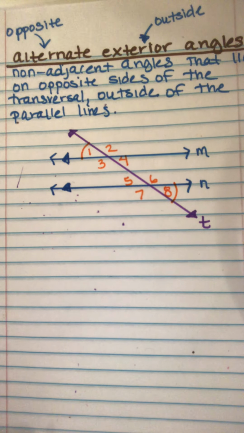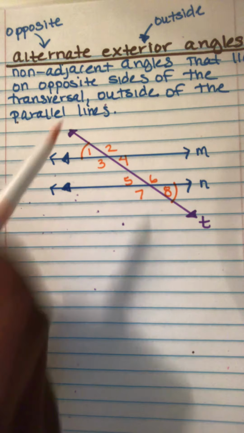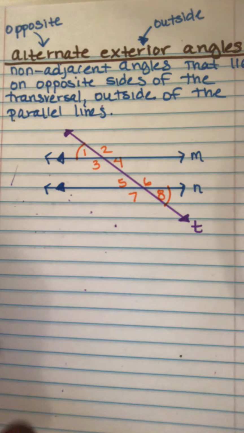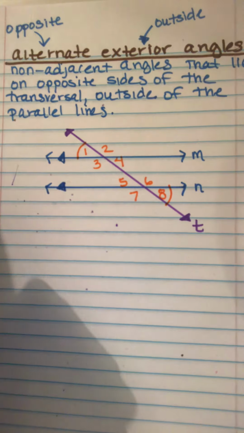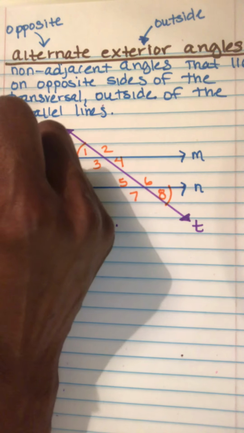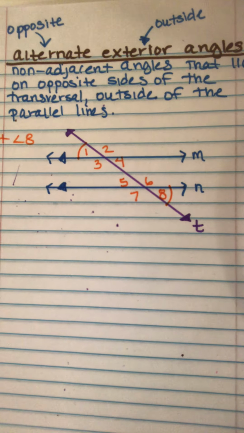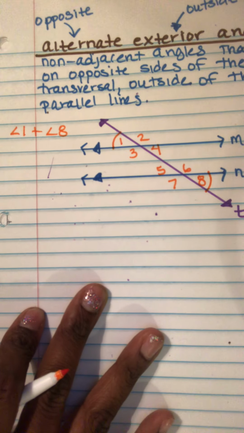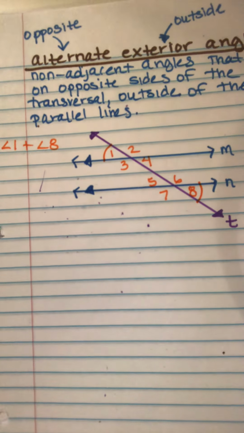So it's a non-adjacent angle. That means they're not next to each other. They lie on opposite sides of the transversal. One's at the top of the transversal, and one is at the bottom. So we would say, let me put over here, angles 1 and 8 are alternate exterior angles. Oh, you can't see that. Okay. Angles 1 and 8 are alternate exterior angles.